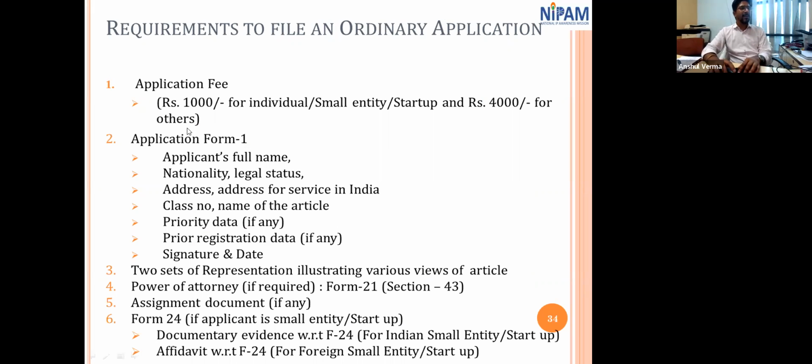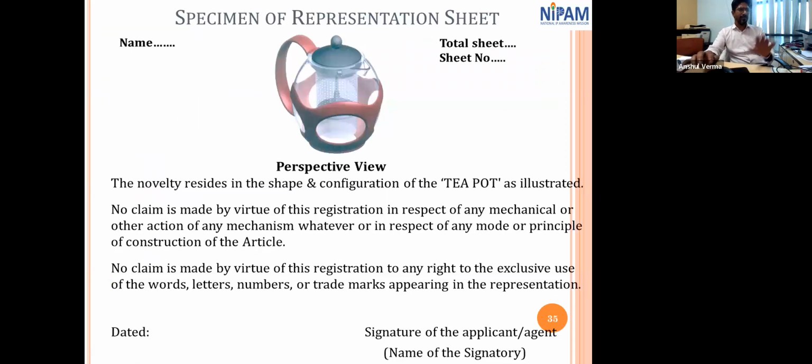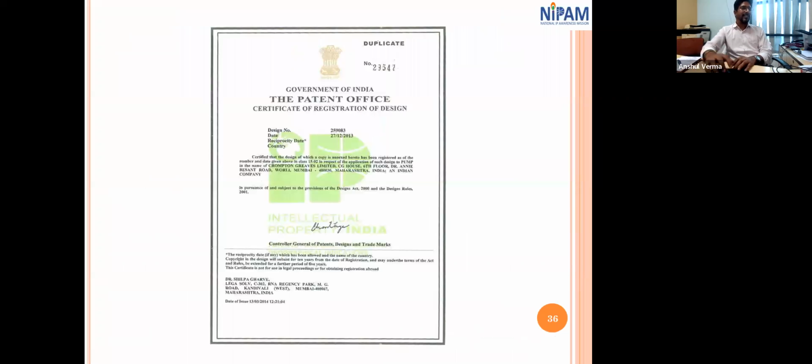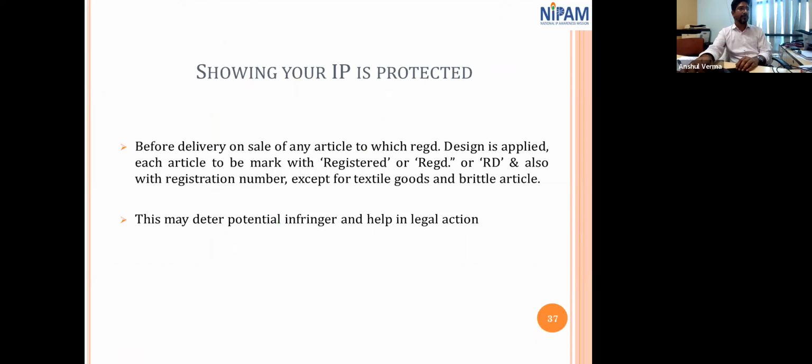And similar to patents, in Form 1, you have to give your details and every detail about your design, what the design is all about. This is just for your reference, how it is submitted. This is the design, and you have to write that it is a teapot, all these simple things. You just have to submit the design. There is no technicality to submit as compared to patents. And this is how a certificate of design looks like. And similar is the certificate of a patent.